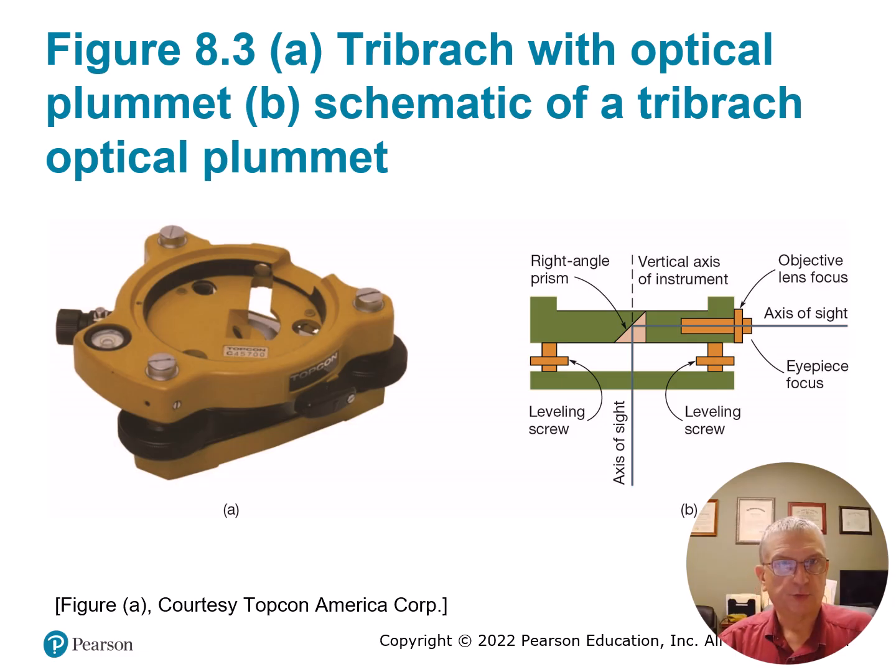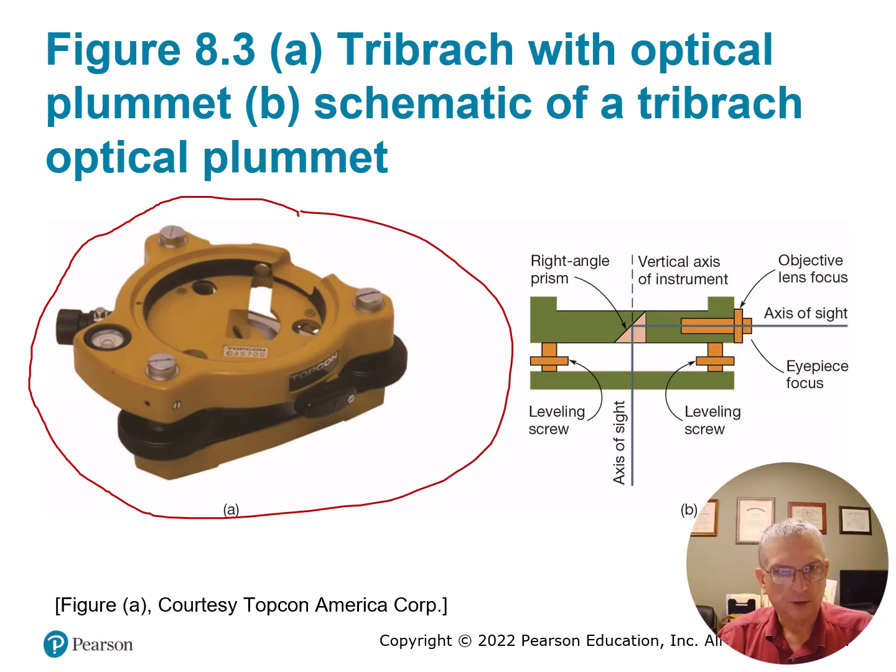So figure 8.3 here is a good illustration of a tribrach, and what it is going to do for us. We talked about the base of the instrument. This is the tribrach itself. Here are the lugs that the post on the bottom of the instrument or your target sit into. And here you see an optical plumb. So this is what you would use on the basic tribrach.